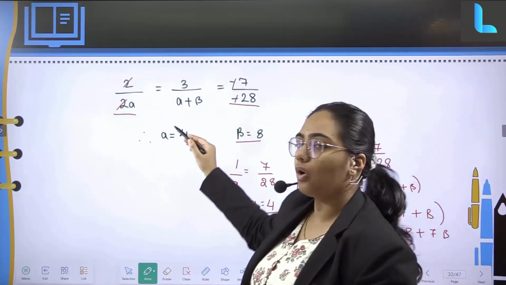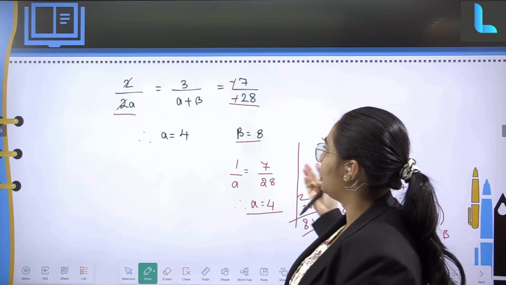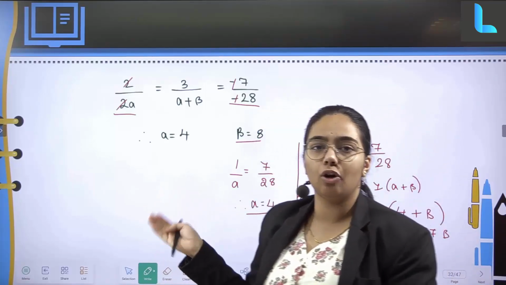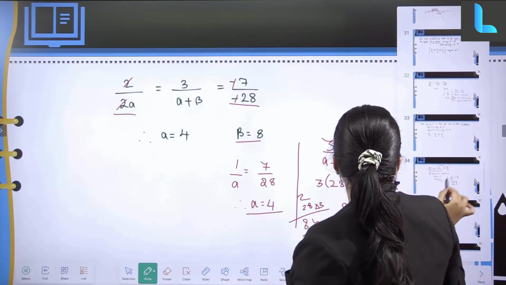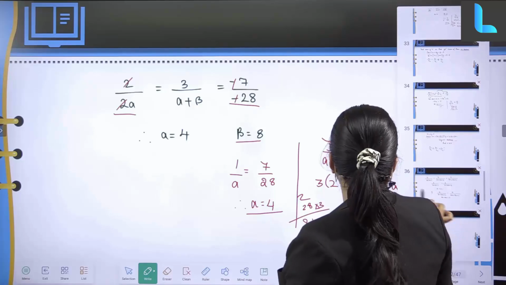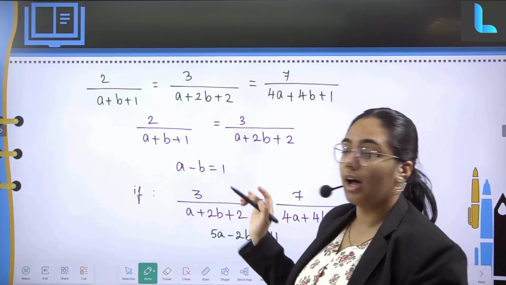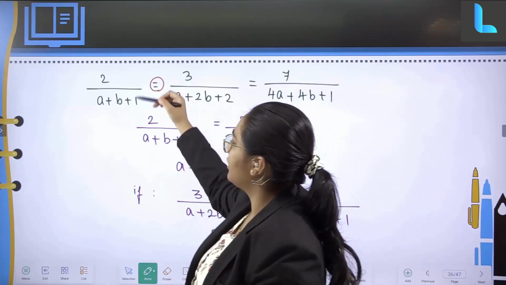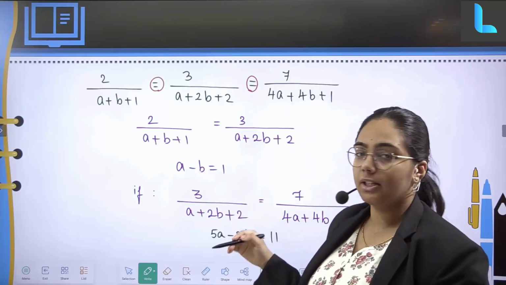The question which we solved over here was very simple. It was just one term in my numerator, and even in my denominator it was pretty simple. Even this question is simple. It is just that it has three parts. In the same manner we are supposed to solve, that is a1 upon a2 is equal to b1 upon b2 is equal to c1 upon c2.